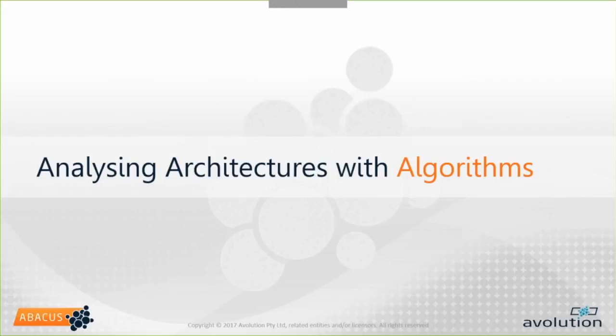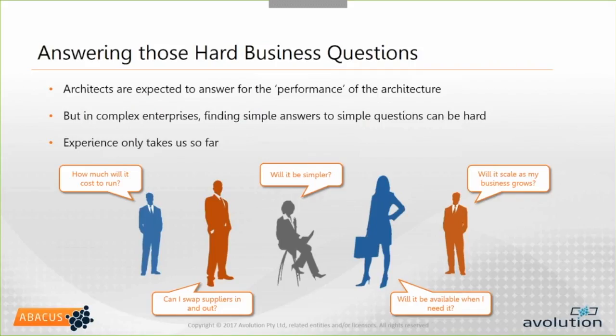So I want to start by looking at the type of algorithms we use to actually analyze architecture. But before we do that, I want to just step up a level because we talked about graphs, we talked about algorithms. This is all very cool, but it's also very conceptual. And we have to think about the business context of this. So in fundamental terms, when we're talking about analyzing an architecture, we're talking about being able to answer some of those hard questions that the business are going to ask about our roadmaps or our target architectures. So architects are broadly speaking expected to answer for how their architectures will perform. And what I mean by this is, you might be presenting your architecture to a set of business stakeholders.